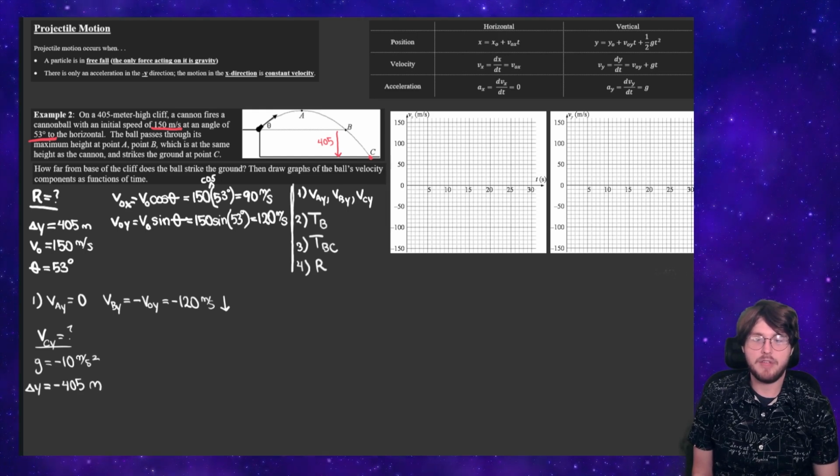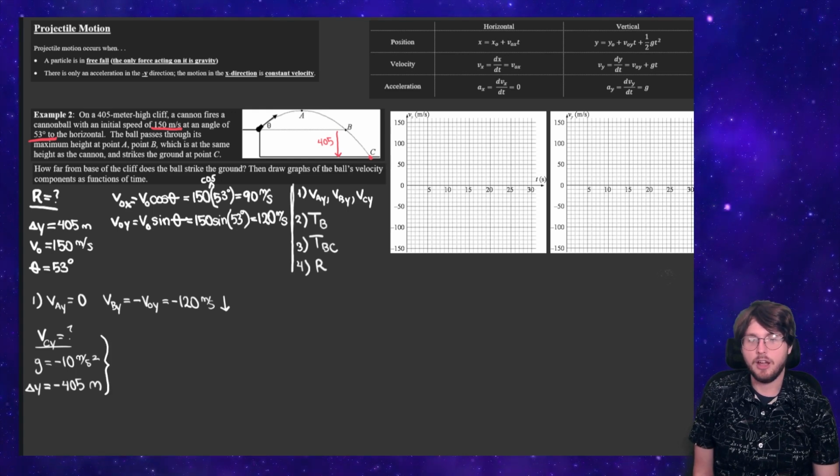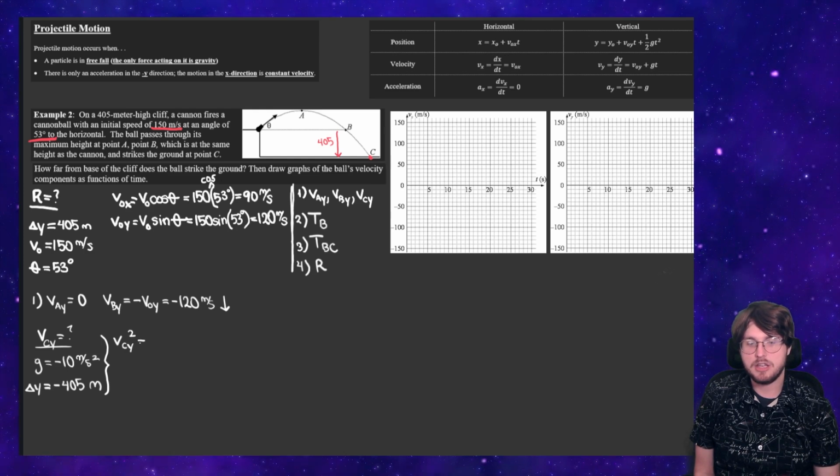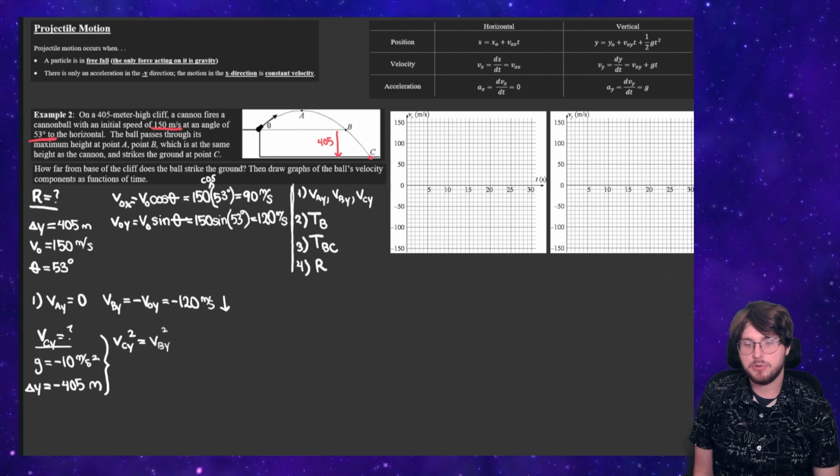So we have that, we have that, and we have that. We've got 3 pieces, so we are good to go. Let's solve. So we've got 2 velocities, a G and a delta Y. Taking a look at our AP formula sheet, that rings that we're going to be solving for VCY squared equals V0Y, or sorry, VBY squared plus 2 times G times delta Y.